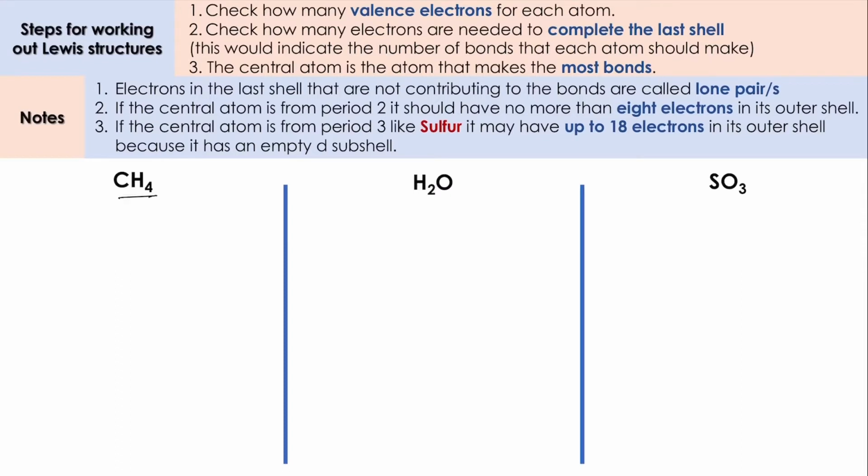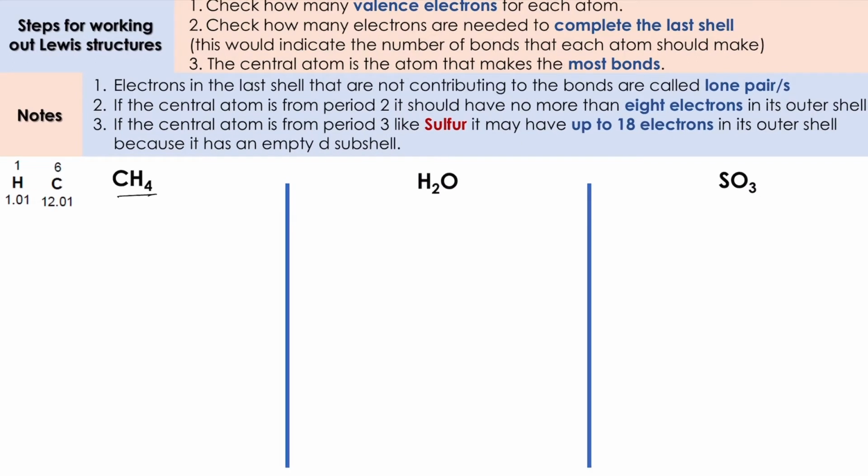We have CH4. How can I draw it? We have to follow 3 very important steps. First of all, I have to check how many valence electrons. How can I do that? I need to check the periodic table to know how many electrons each atom has.